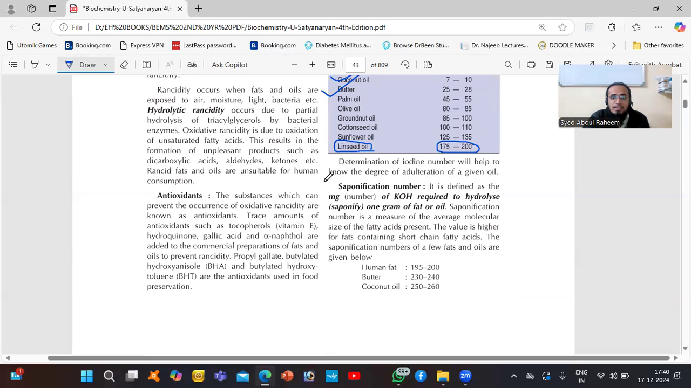Next is the saponification number. It is defined as the KOH required to hydrolyze 1 gram of fat or oil. Saponification number is a measure of the average molecular size of the fatty acids present.